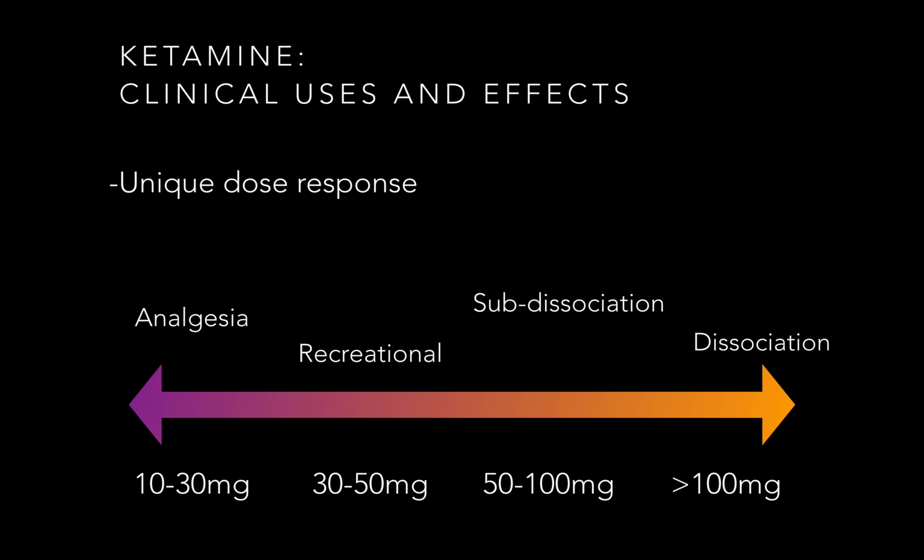And then you get up into the dissociation dosing, and that's 1.5 to 2 milligrams per kilogram, so greater than 100 milligrams IV to an adult. You tend to get pretty reliable, predictable dissociation each time, especially at 2 milligrams per kilogram, which is sort of the recommended dose.